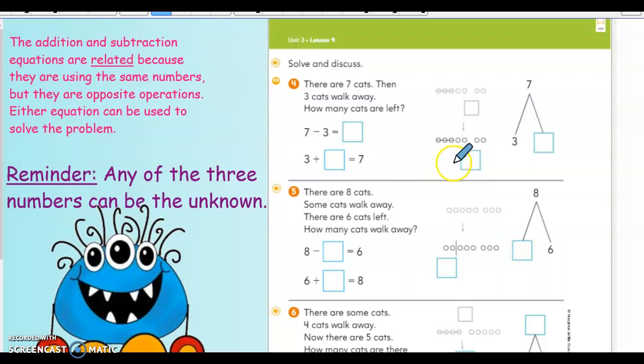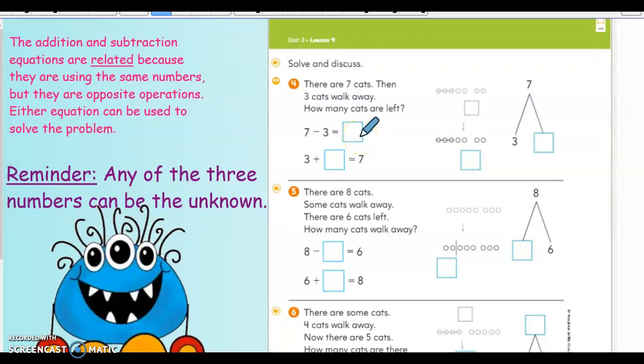Again, you can use circle drawings or math mountains, and we're going to go through that a little bit here. Any 3 of the numbers can be the unknown. The unknown box could be here, here, or here. So number 4 says there are 7 cats. Then 3 cats walk away. How many cats are left? Well, naturally, it sounds like we should subtract, right? 7 cats at the start, 3 of them walk away. How many cats are left?